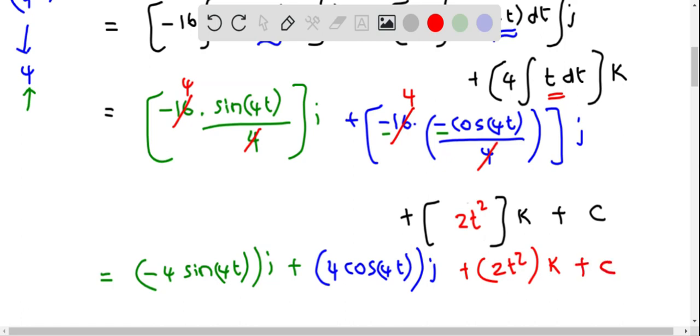plus c. Okay, so we just found this velocity vector, that is v of t, but we have this integration constant c. We have to determine the value of the integration constant c and substitute it back into this velocity function so that we get the complete velocity vector.